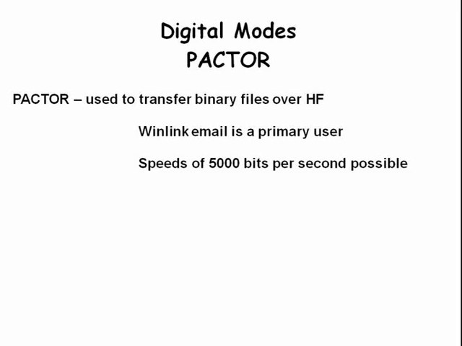One form of digital mode is known as Pactor. Pactor is used to transmit binary files over HF. Winlink email is one of the primary users of Pactor. Speeds of 5,000 bits per second are possible with Pactor.